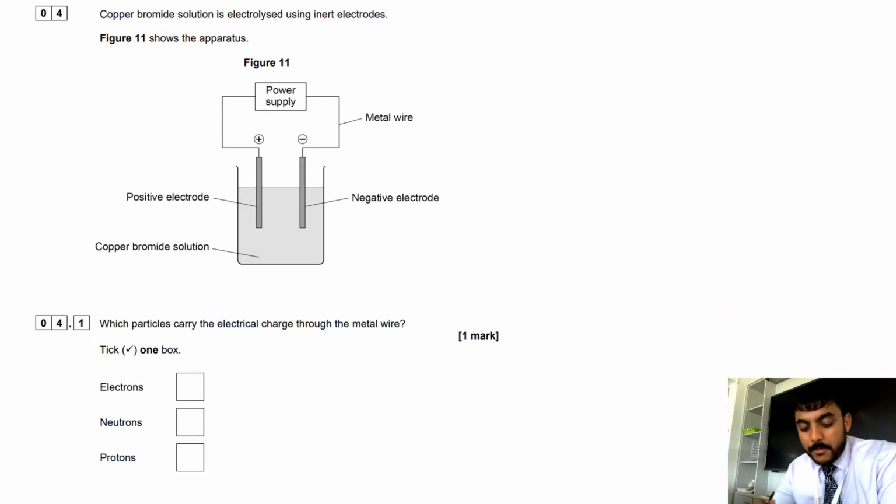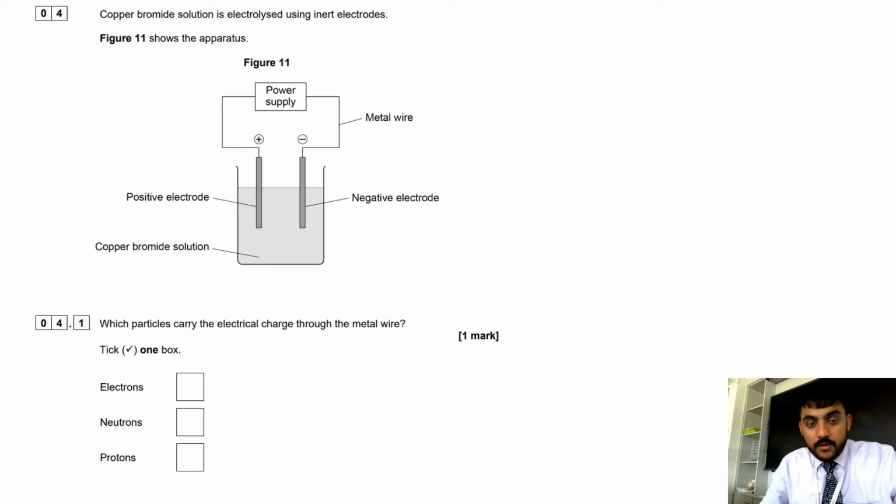Question 4. Copper bromide solution is electrolyzed using inert electrodes. Figure 4 shows the apparatus. Positive electrode, negative electrode, power supply between those 2 points. And what happens is the positive electrode attracts the negative ions and the negative electrode attracts the positive ions. Which particles carry the charge through the metal wire?